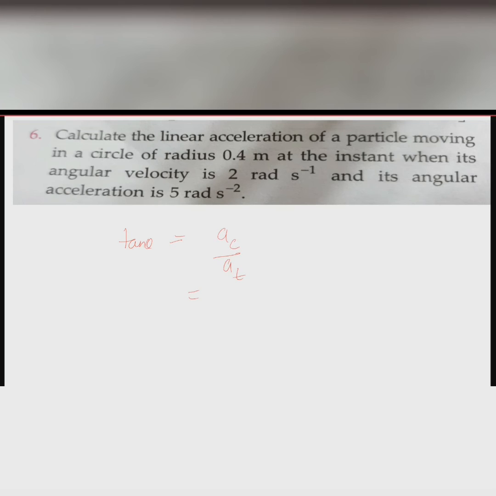So what was our centripetal component? If somebody has noted it, it came 1.6. Okay, so that would be 1.6, and tangential component was 2. So I get tan theta as 0.8. So now we can refer to the table for tan theta and see when its value is 0.8. Okay, so theta would be tan inverse of 0.8. Got it?